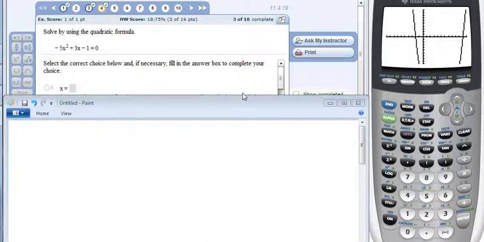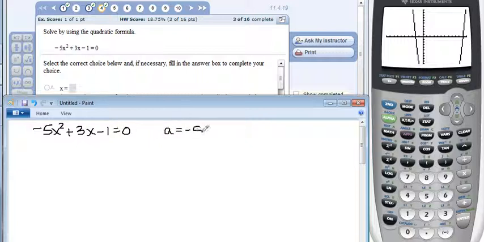Okay, so let's try this one, now that I have my new screen. All right, we have minus 5x squared plus 3x minus 1 is equal to 0. So we have a is equal to minus 5, b is equal to 3, and c is equal to negative 1. Right? Negative 5, 3, negative 1.